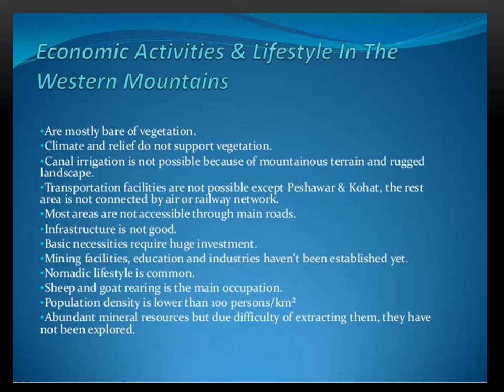So they are accessible through metalled roads, and most of the areas are accessible only by unmetalled roads, which are kachi sadkein. Life in the Western Mountains is difficult because of the rugged landscape. I have told you rugged means rough, irregular, and broken into very sharp, pointed landscape. The cost of supplying infrastructure, which is the facilities given by the government like water supply, transport facilities, electricity, telephone lines, is much higher than in the plains.